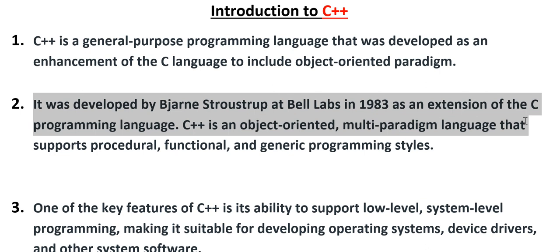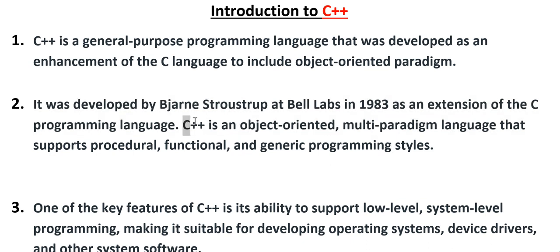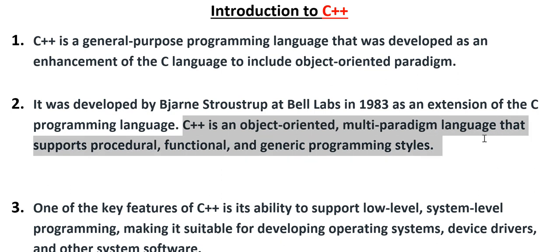The C language was also developed in Bell Laboratories in 1972, and C++ was developed in Bell Laboratories in 1983 as an extension of C with classes. The classes concept came from the Ada programming language. C with classes is what we now call C++; initially it was called C with classes, and later the name became C++. C++ is an object-oriented, multi-paradigm language that supports procedural, functional and generic programming styles.